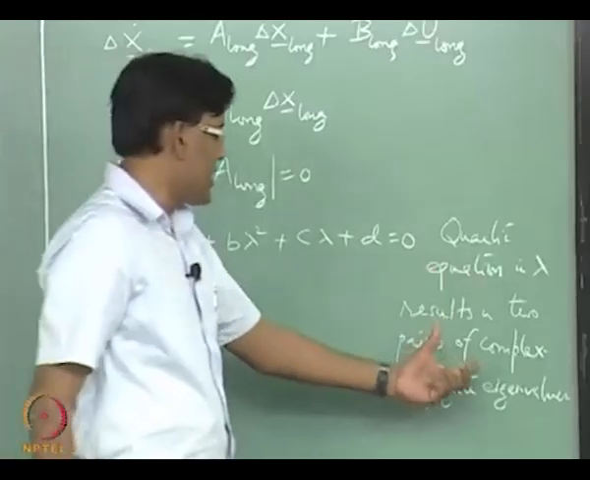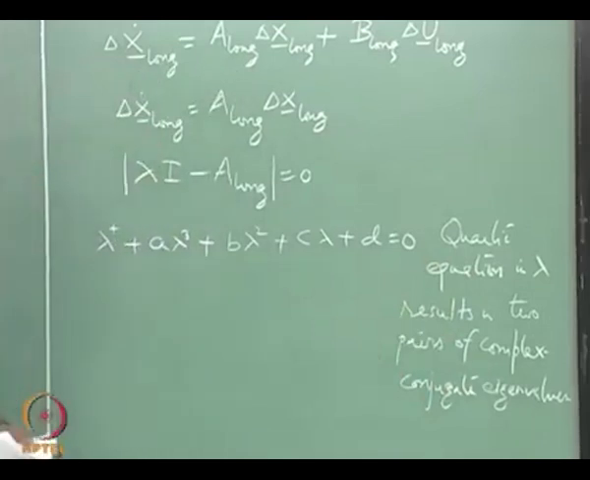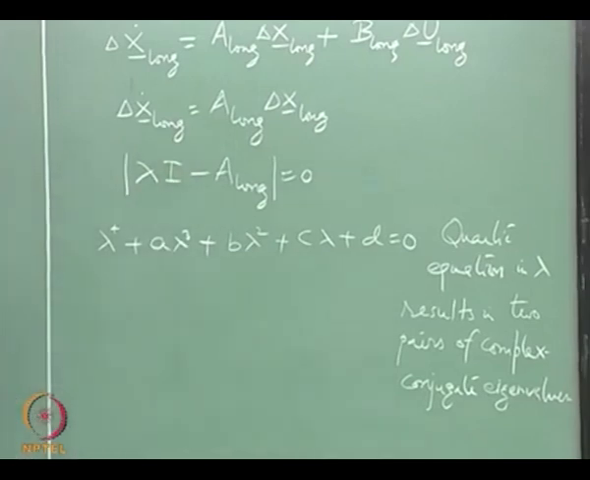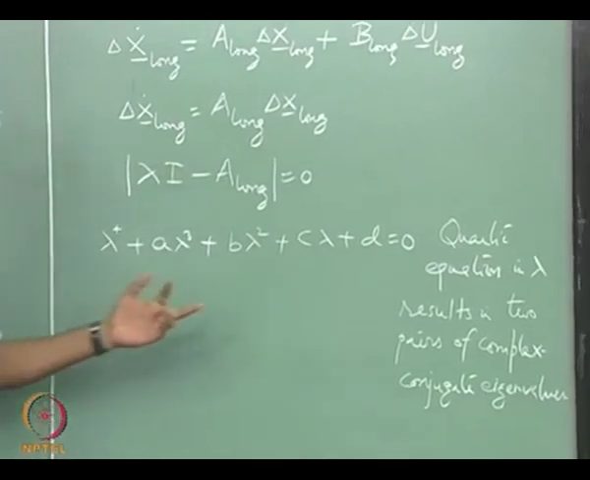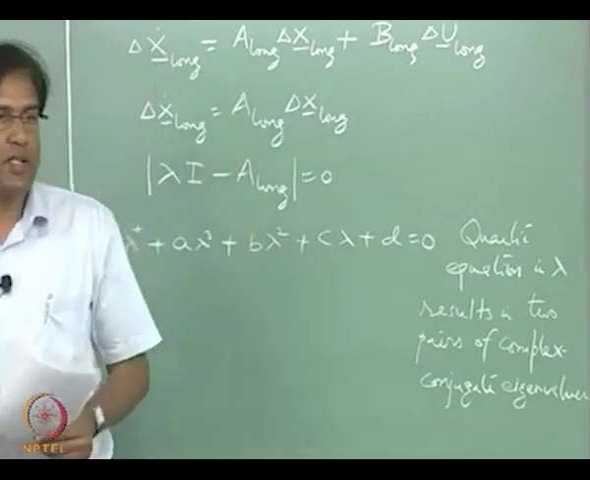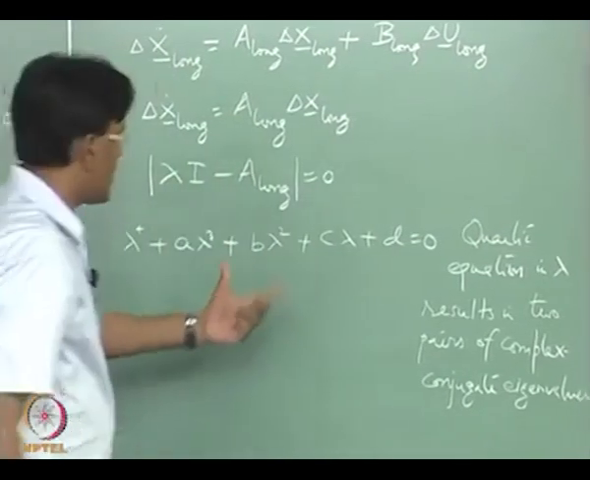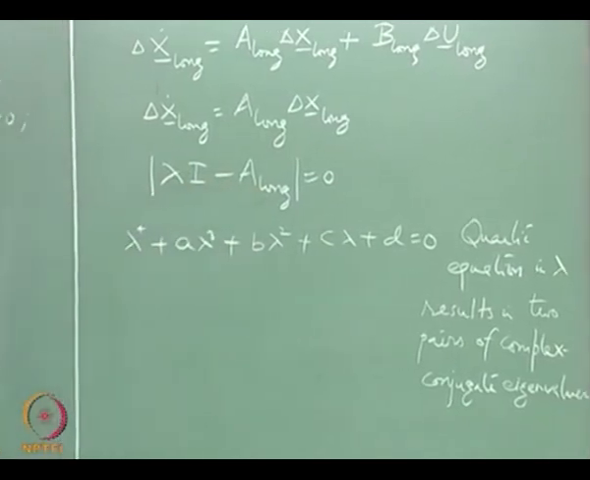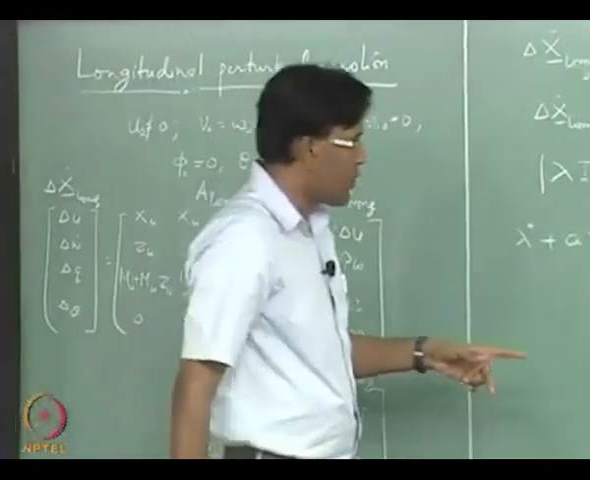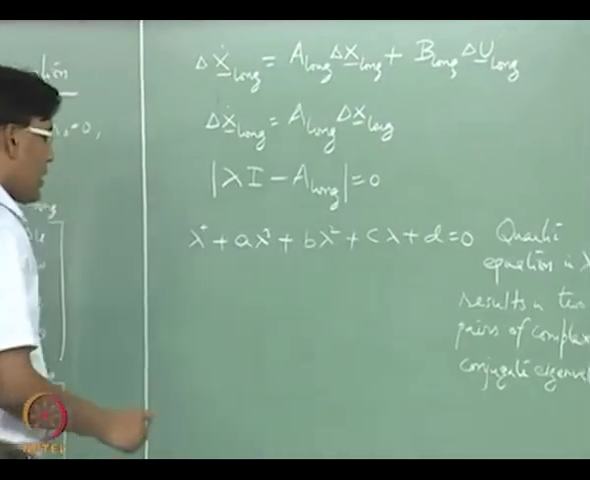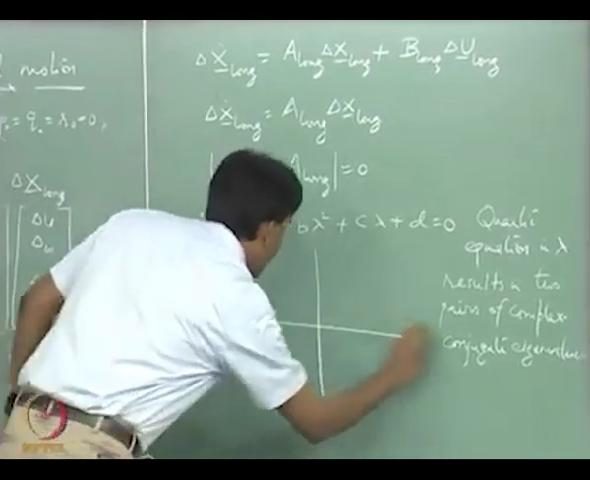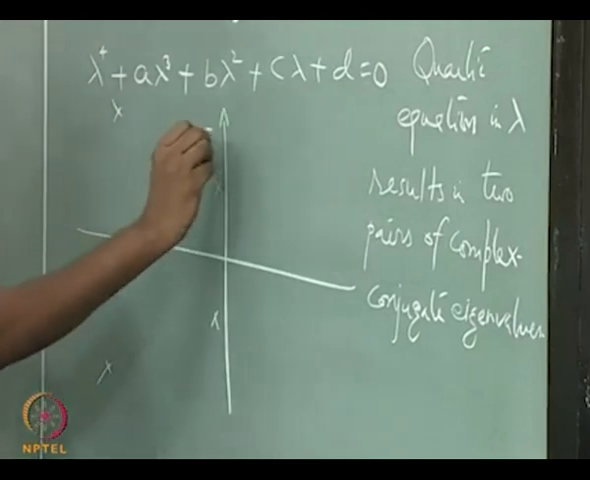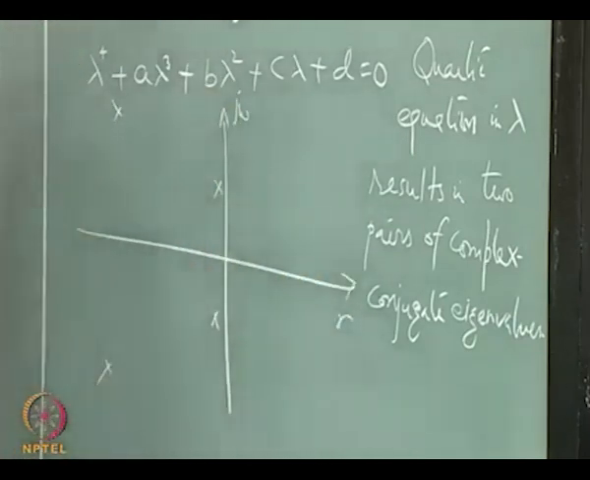This quadratic equation in lambda results in 2 pairs of complex conjugate eigenvalues for this particular matrix, okay. So, not that it will always happen, right, 4 eigenvalues can be in different combinations. So, here for this particular matrix, in the flying condition that I am taking, we get 2 pairs of complex conjugate eigenvalues, and they are actually well separated in the complex plane, okay.